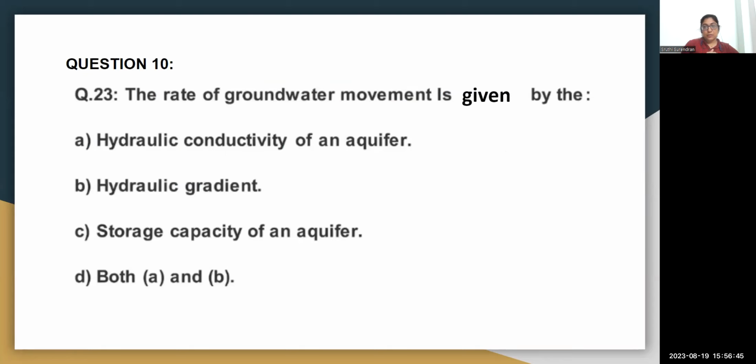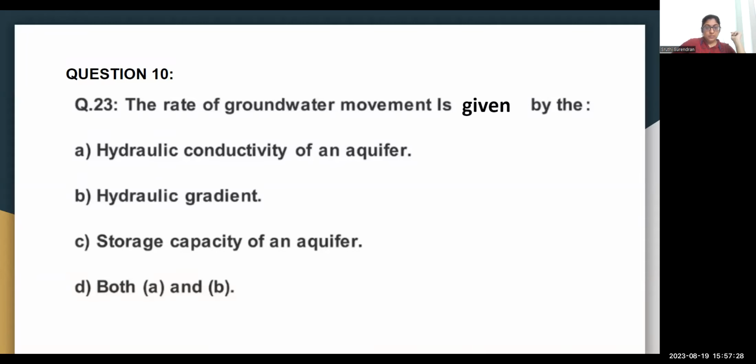Next question. The rate of groundwater movement is given by conductivity, hydraulic gradient, storage capacity, or both A and B. So the correct answer is D.